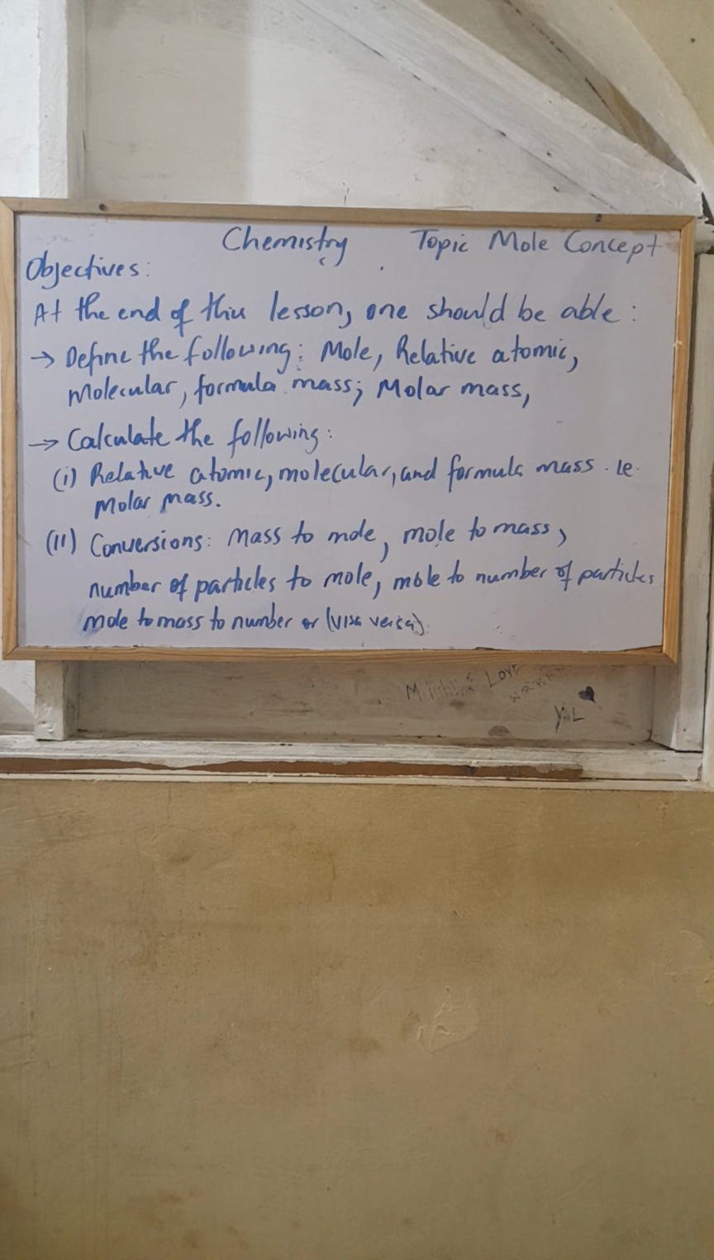Now, the next term in question is relative molecular mass. Relative molecular mass, which is represented by Mr, is the average mass of one molecule of an element or compound compared to 1/12 the mass of an atom of carbon-12. Relative formula mass. So what is relative formula mass? Relative formula mass is used when describing ionic compounds.